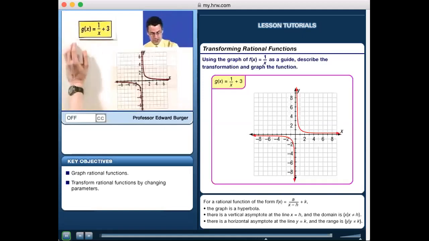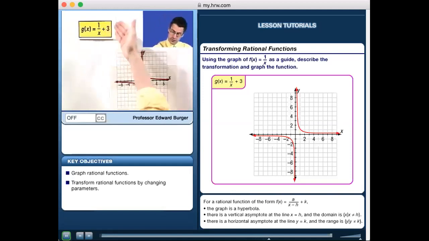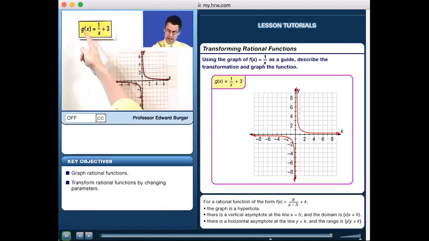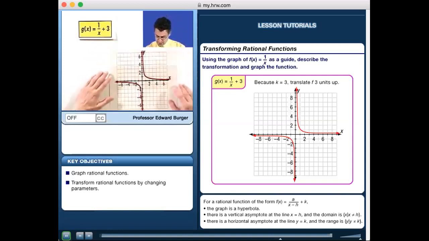All right, g of x equals 1 over x plus 3. Well, now I'm actually adding 3 to sort of everything, so I'm actually increasing the y's by 3. So this is going to be now a shift in the vertical direction 3 units up. So all I'm going to do is take this picture and just raise it 3 units up. Here we go. 1, 2, 3. That's what the graph of this looks like.